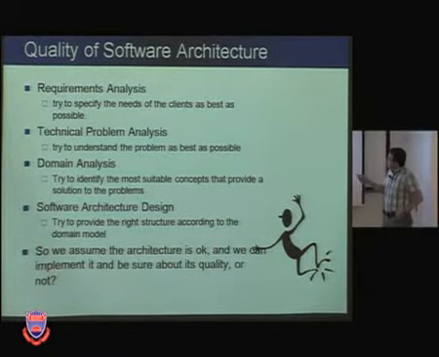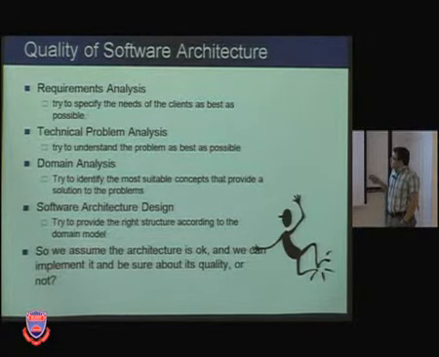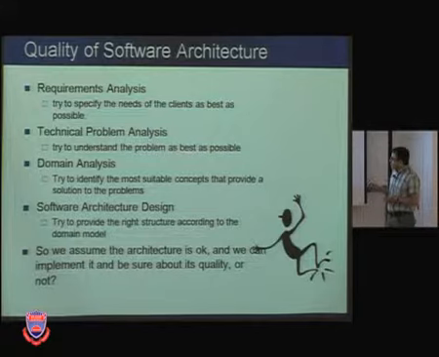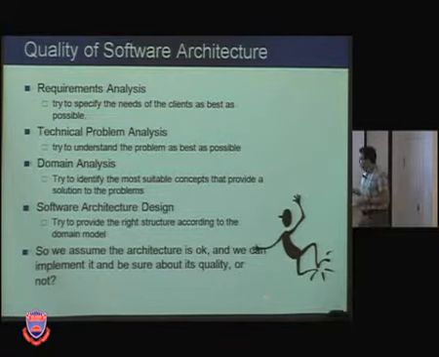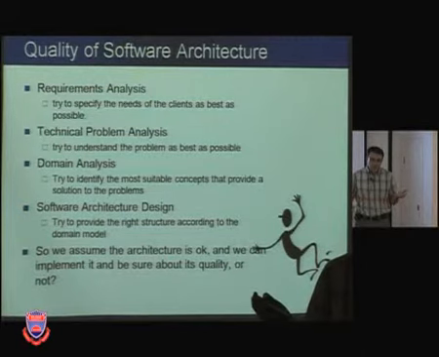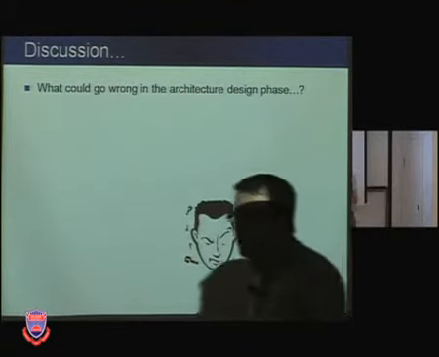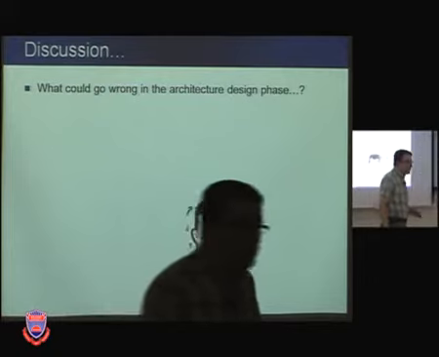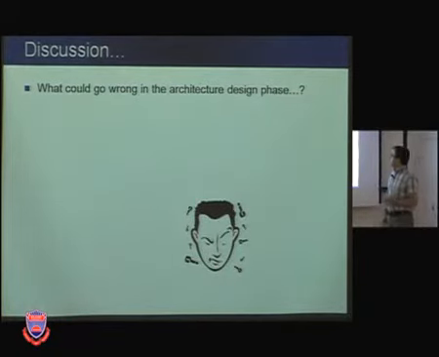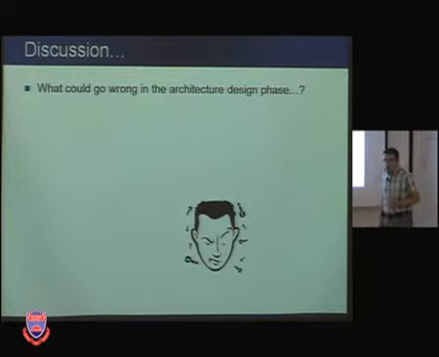So at each process step, we try to do our best to define the best requirements, all the stakeholders, the concerns, the problems, do the domain analysis, and the architecture. So we assume the architecture is okay, and we can implement and be sure about its quality. Okay? That's the assumption, maybe. Is that right? Actually, it's not completely true. Several things can still go wrong in the architecture design process. So what can still go wrong in this whole process?